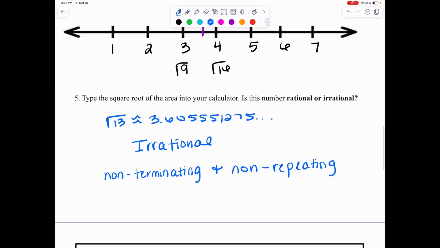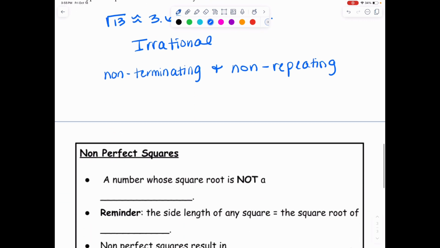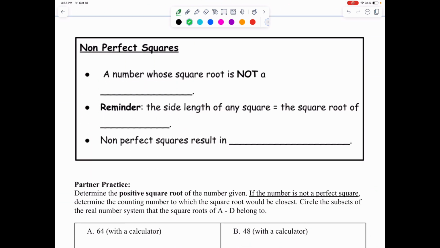You can also think of this as being what we're going to talk about on the next page. So we can refer to non-perfect squares in the following ways. A number whose square root is not a counting number. So when we were working with perfect squares, when we took the square root, we got a nice counting number. Like the square root of 25 is 5. The square root of 49 is 7. When we take the square root of a non-perfect square, we're going to get a number that's not a counting number.